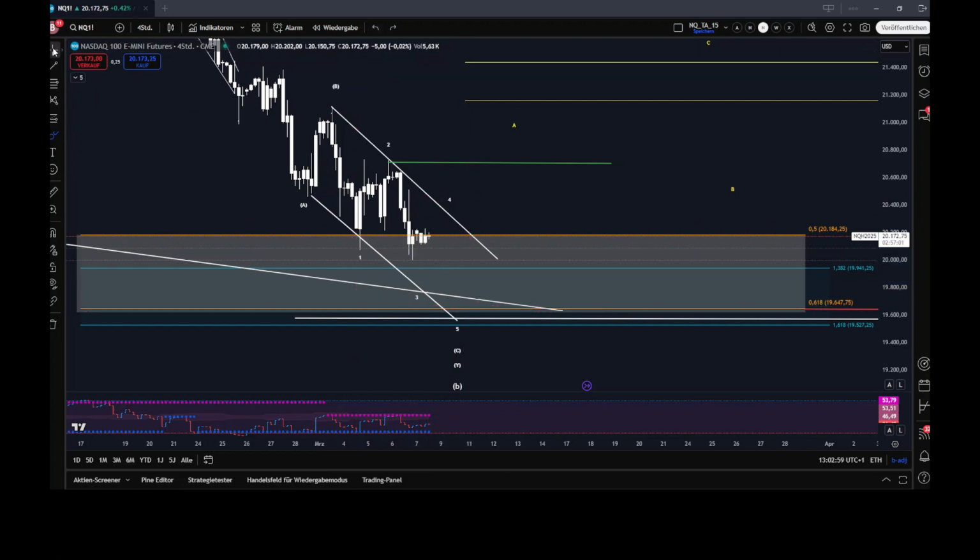And only a break above the green line here indicated at the swing high of 2 would invalidate this diagonal pattern. And it's at 20,705. So at least when we come up here and break this level, it could be an indication that this is already done somewhere here, okay? But at the moment, you see we are inside the 50% and the 61.8% retracement level at 20,184 and 19,647.